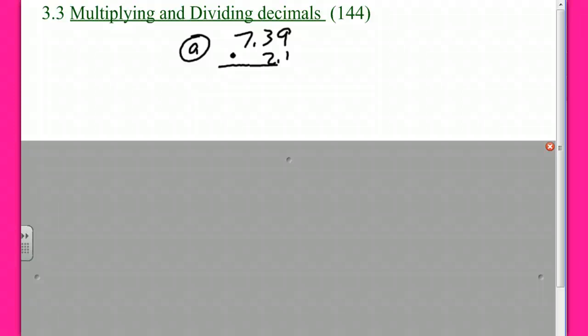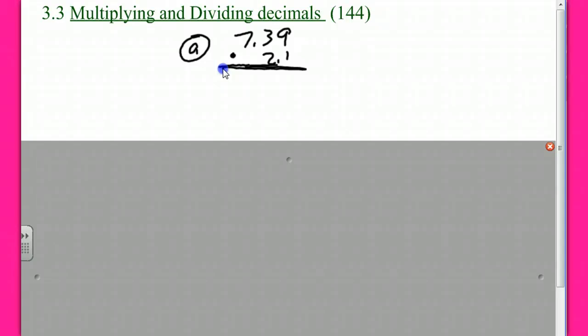So in 3.3, we are multiplying and dividing decimals. This is a little bit of a messy question, but it says 7.39, or 7 39/100, times 2 1/10. So what do you know about multiplying decimals?